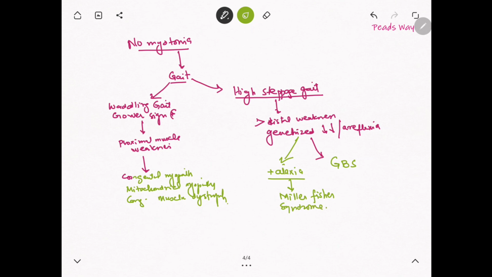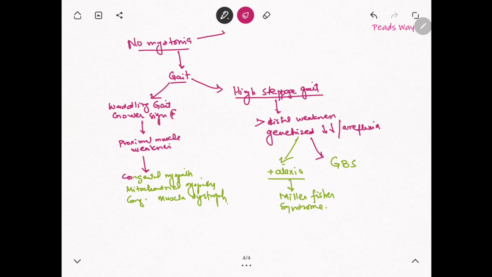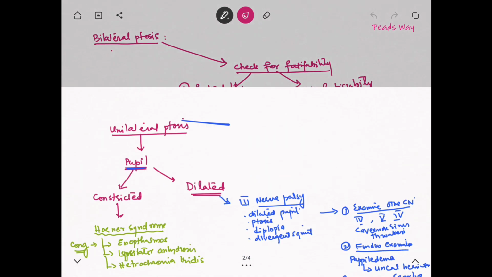So now we are clear that if there is no myotonia, then either the CNS examination is normal, then it is familial congenital ptosis. If there is weakness of upper limb or upper limb girdle, facioscapulohumeral. I think now that is clear. That's very simple. This is a very good approach. Let's revise.